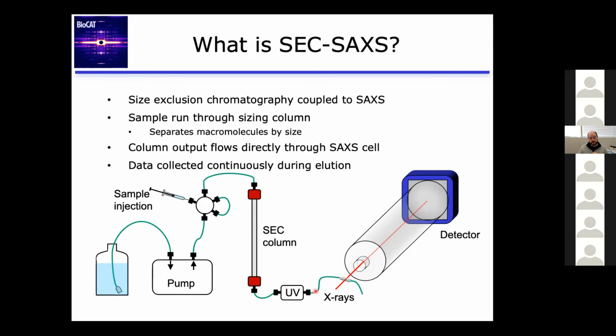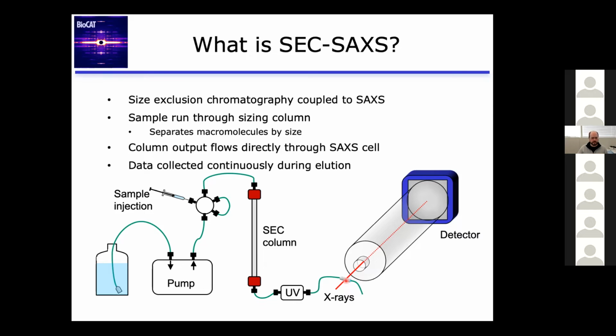But then instead of running this to waste, we actually run it through the X-ray cell. We measure data continuously as the elution happens. And so you end up with the equivalent of a UV chromatogram, but for SAXS. A UV chromatogram is UV absorbance at every point, sometimes one wavelength, sometimes multiple wavelengths. Here we end up with scattering data at every time point.